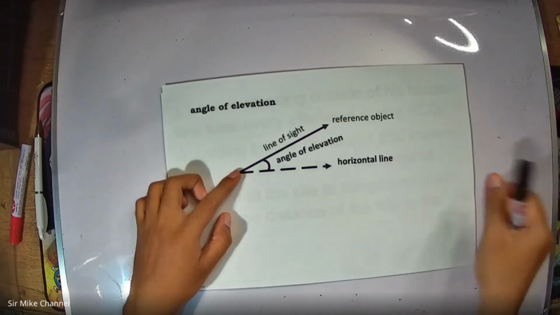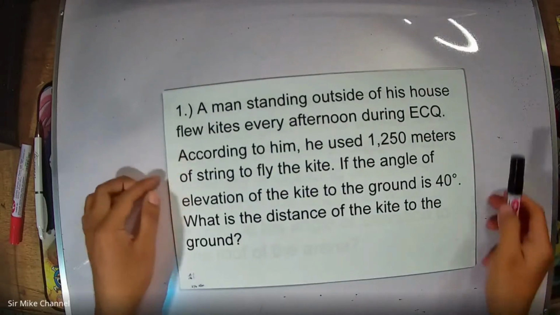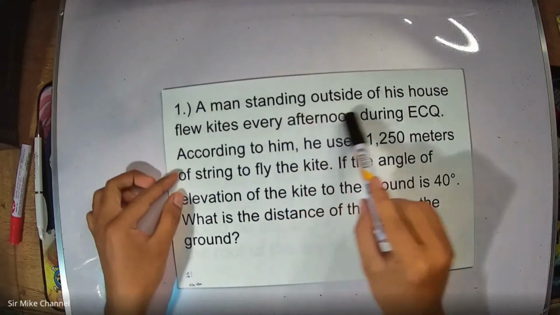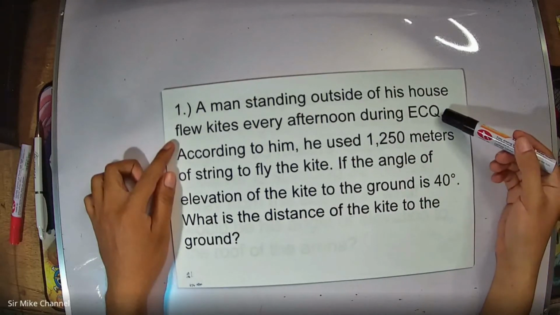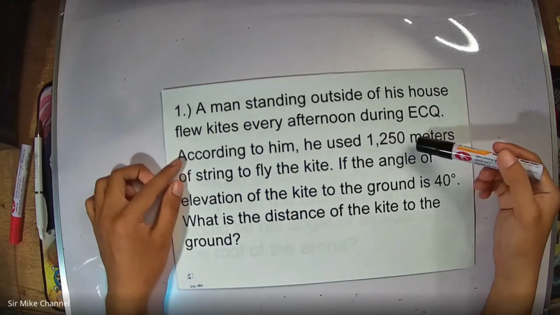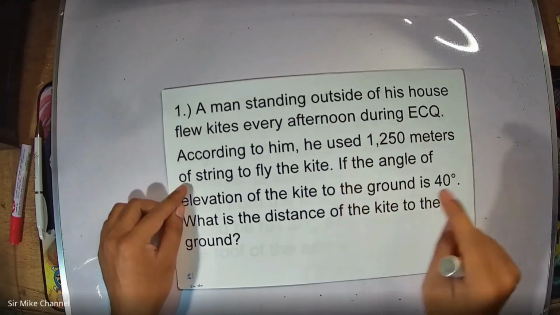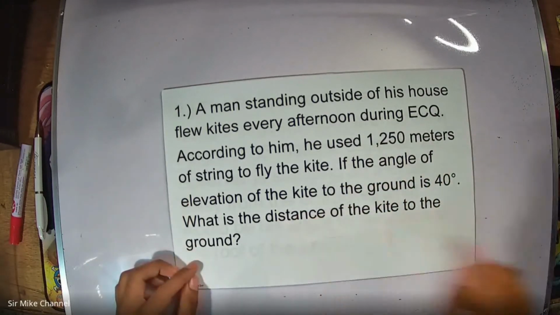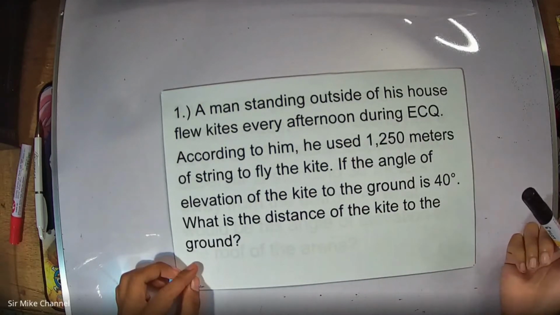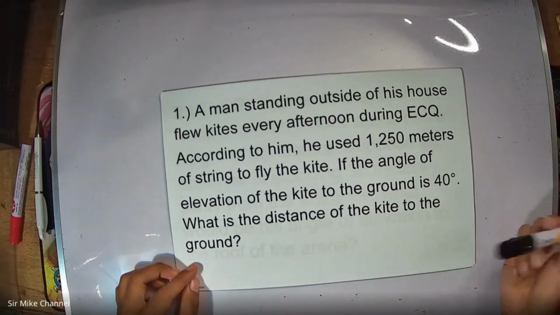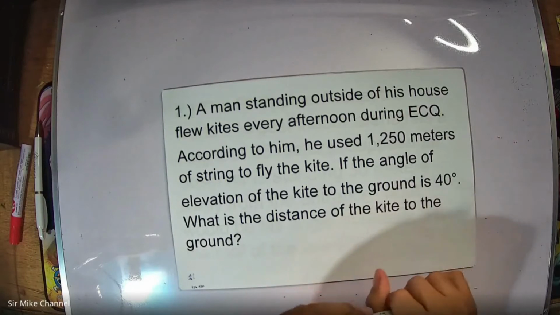Reference object. So for example, number one: a man standing outside of his house flew kites every afternoon. According to him, he used 1,250 meters of string to fly the kite. If the angle of elevation of the kite to the ground is 40 degrees, what is the distance of the kite to the ground? To answer this, we will first draw what the problem describes.